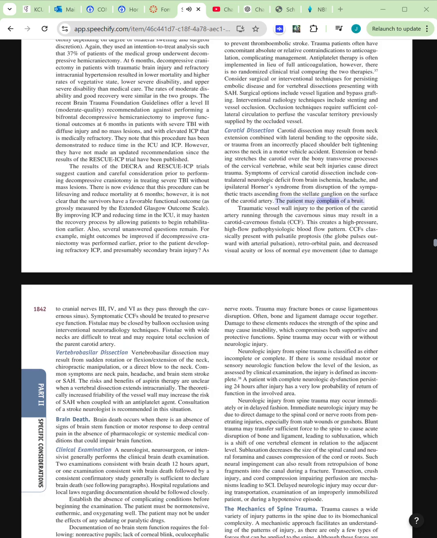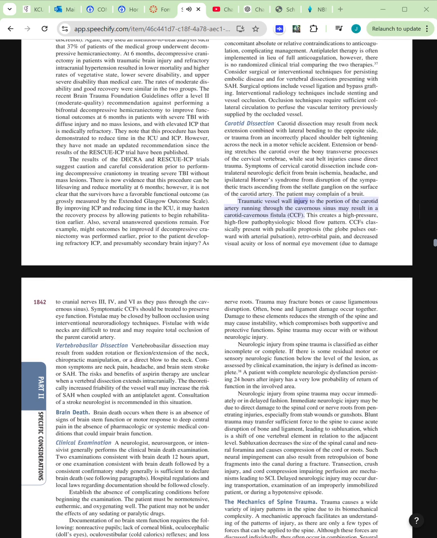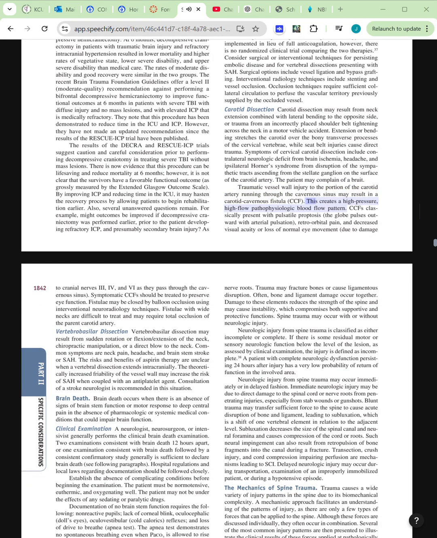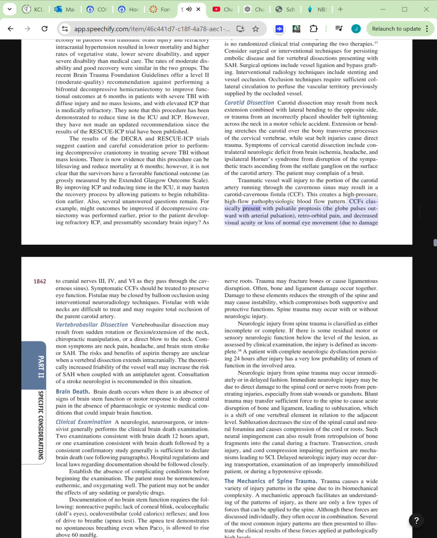Traumatic vessel wall injury to the portion of the carotid artery running through the cavernous sinus may result in a carotid cavernous fistula, CCF. This creates a high-pressure, high-flow pathophysiologic blood flow pattern. CCFs classically present with pulsatile proptosis, where the globe pulses outward with arterial pulsation, retroorbital pain, and decreased visual acuity or loss of normal eye movement due to damage.